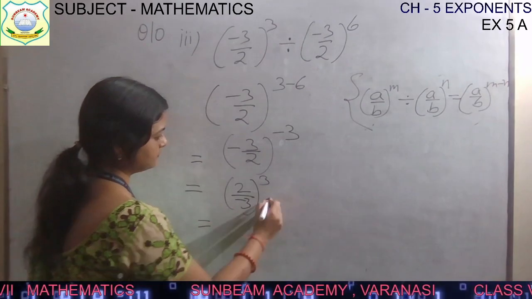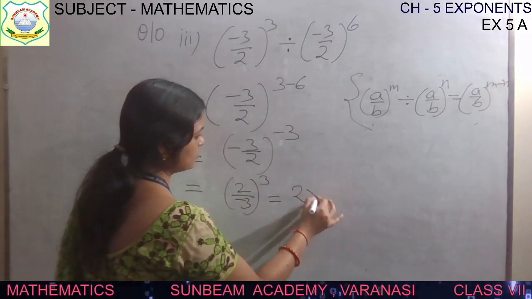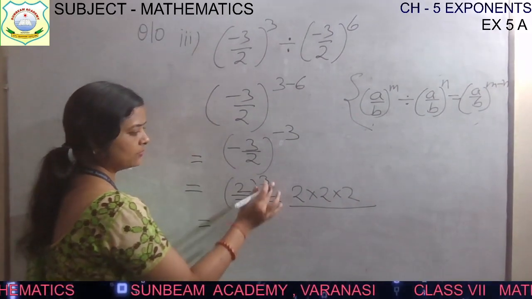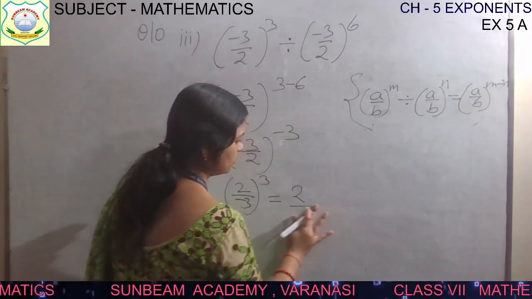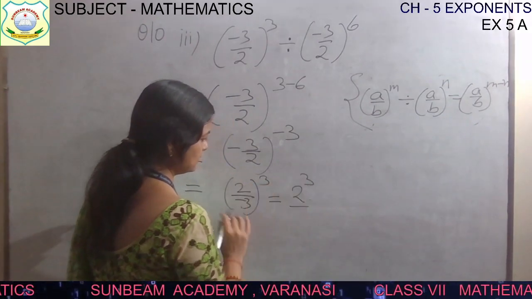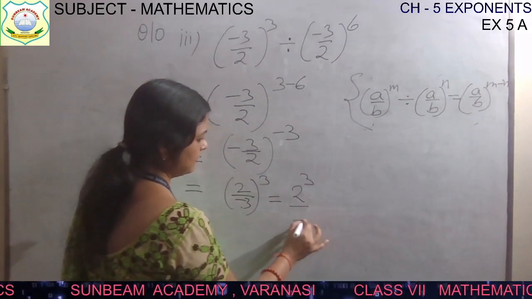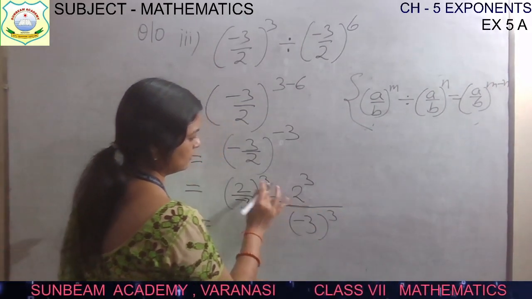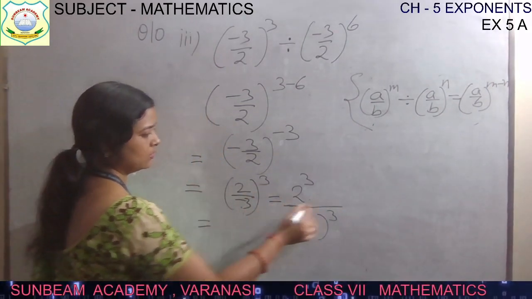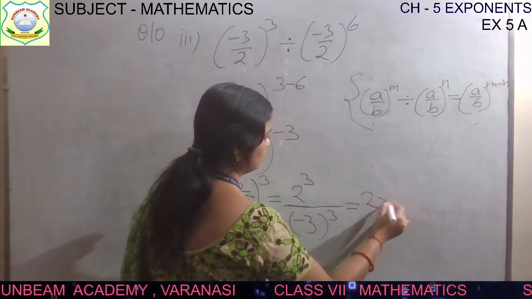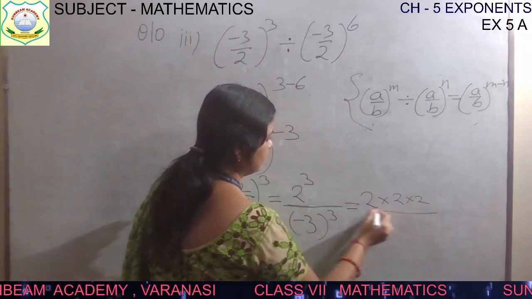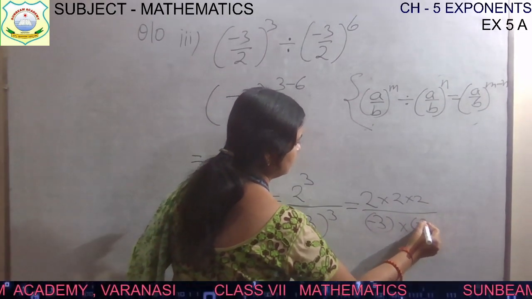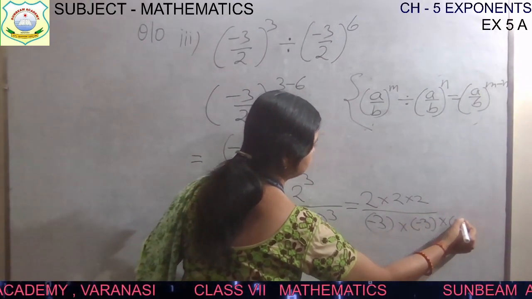Now next step, 2 to the power 3 is 2 into 2 into 2, and 3 to the power 3. Next step is this: 2 to the power 3 over minus 3 to the power 3. Okay. Now 3 will be the power of both. Now next step, 2 into 2 into 2 divided by minus 3 into minus 3 into minus 3.